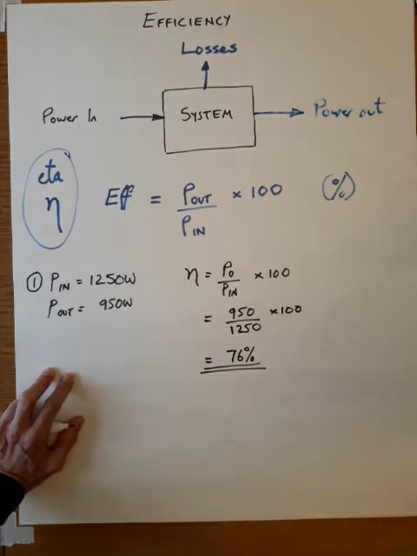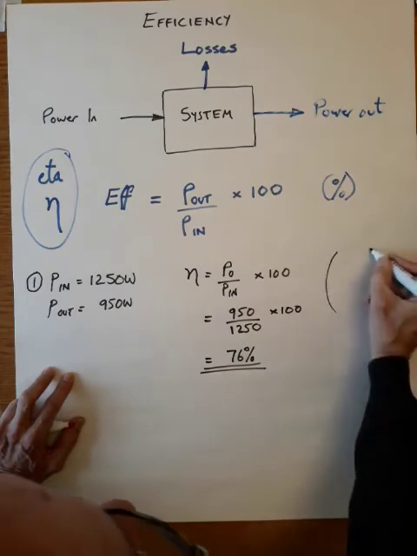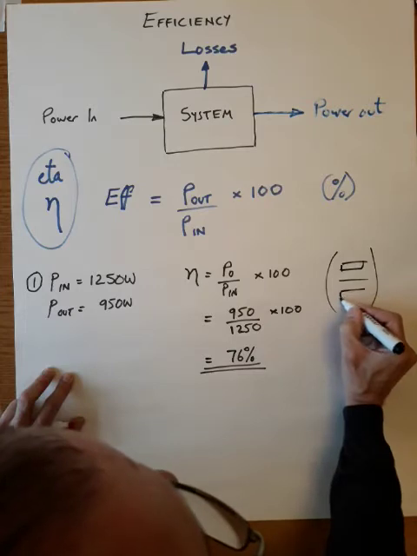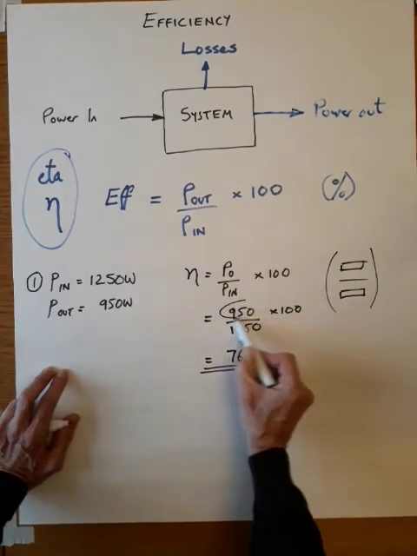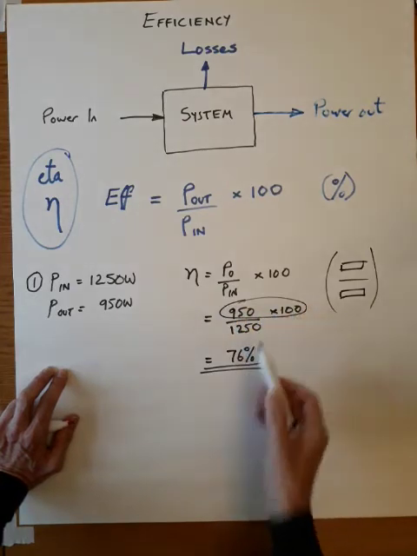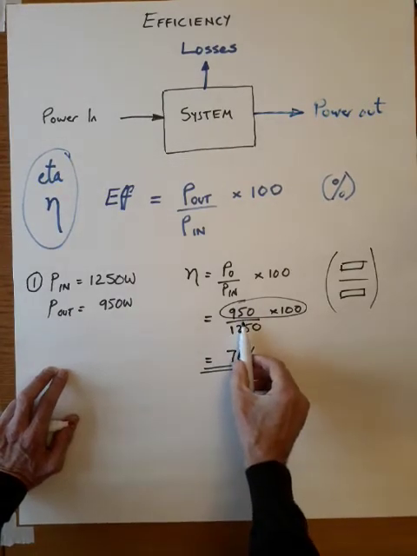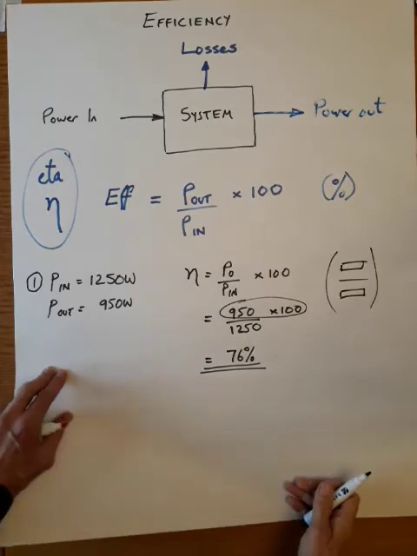Okay. Just coming back to this, on your calculators, you can use the fraction button, which looks something like this up in the top left-hand corner. And here is your top line, and there's the bottom line. So 950 times 100 divided by that will work. Or you could do the fraction, get an answer for that, and then multiply by 100. But either way, you should come to 76%.